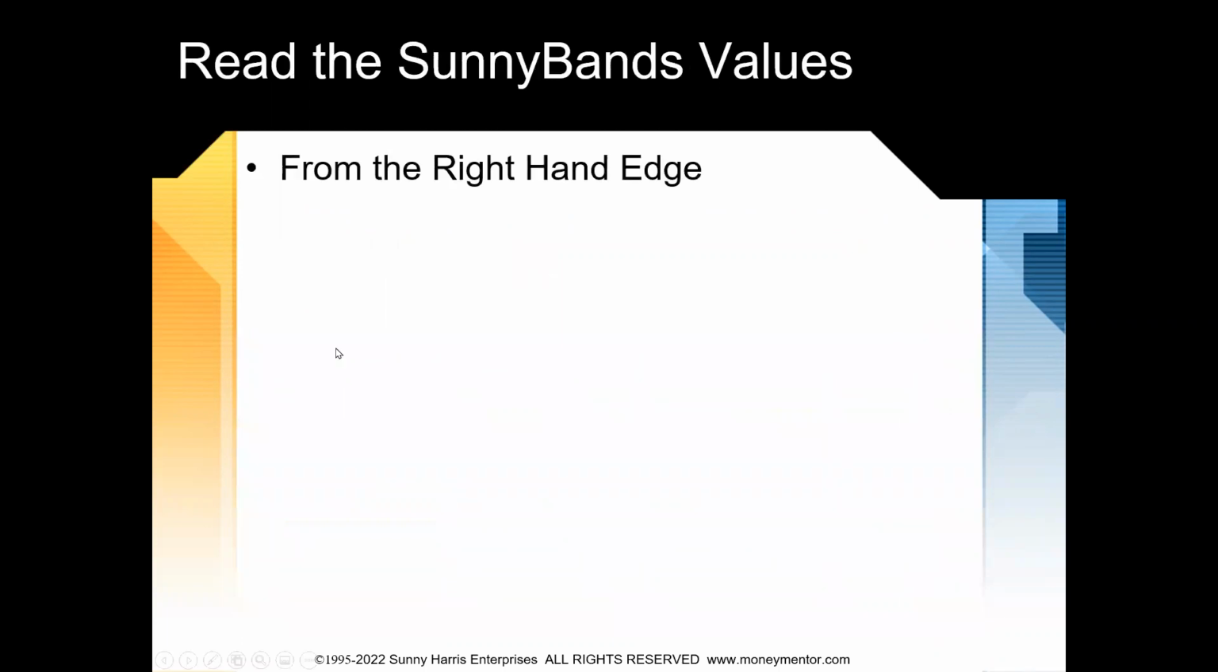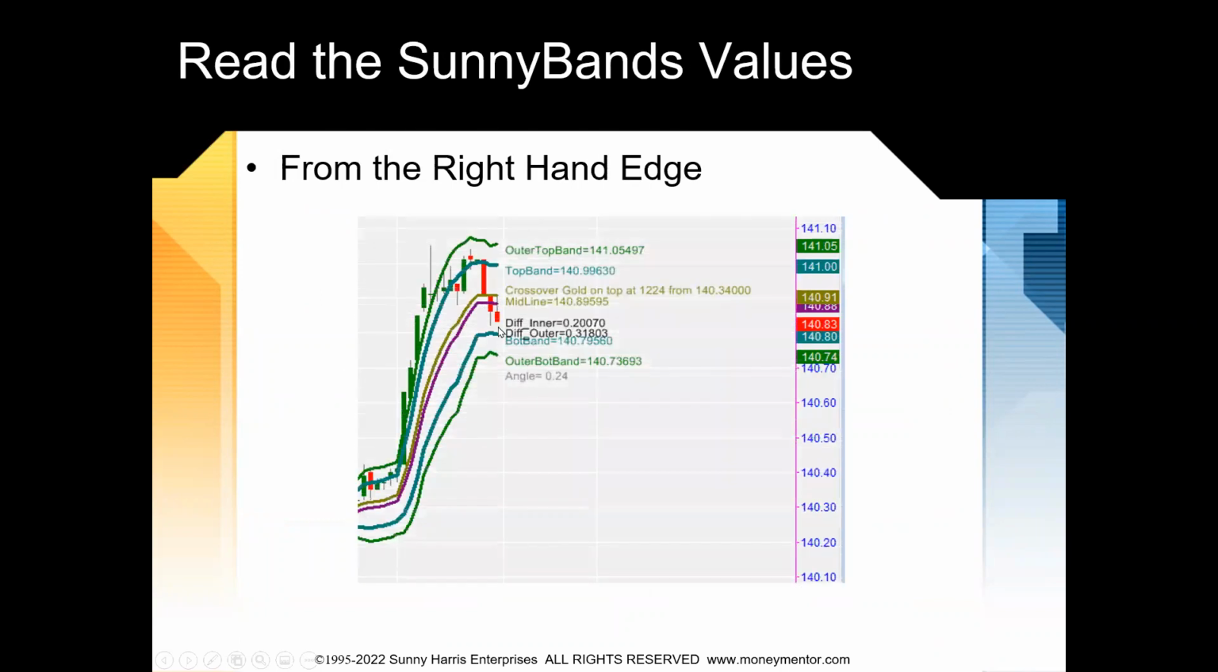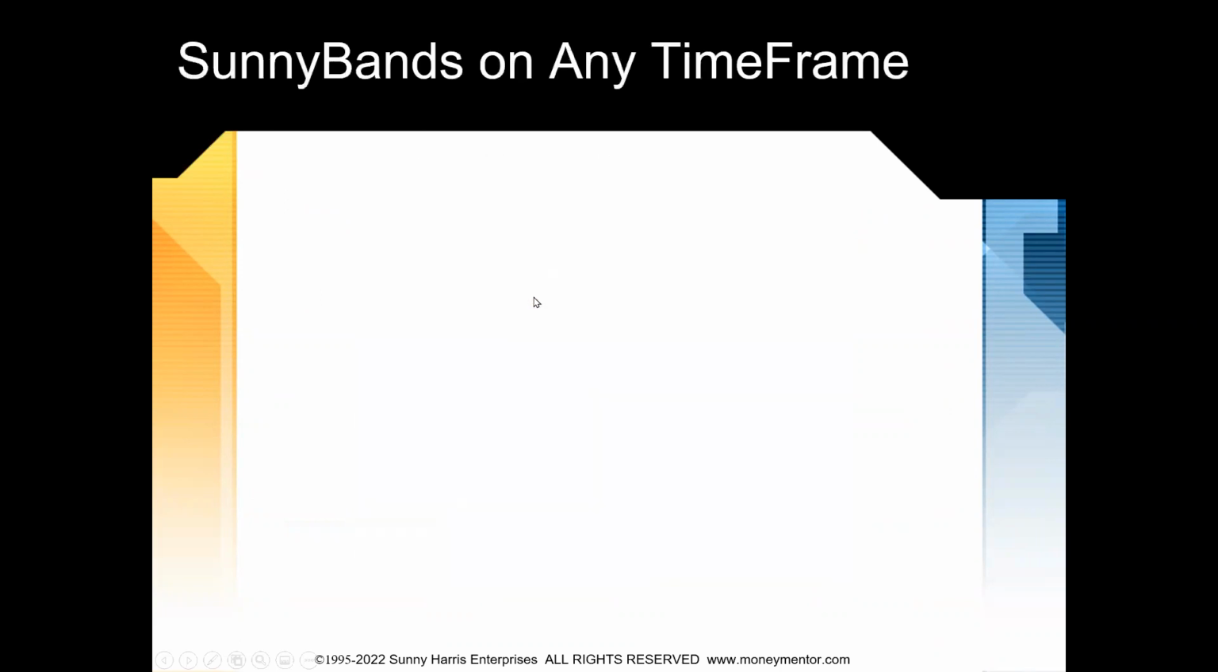So you read the SunnyBands values from the right-hand edge, and there they are: angle, diff inner, diff outer, top band, lower band, and the crossover shows in gold if gold's on top. If purple's on top, this text would be purple. And again, that's for my ease of use so that I can see quickly what's going on. It works on any time frame.